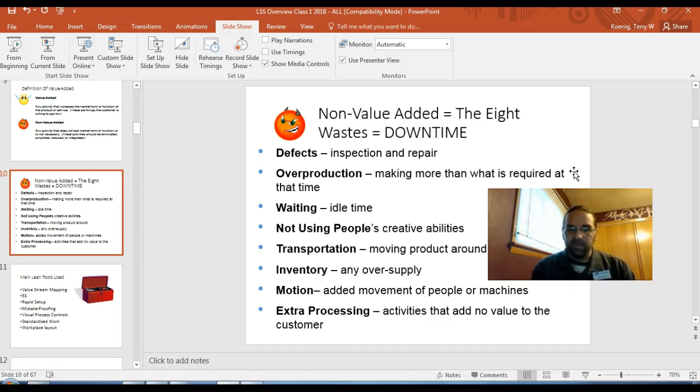Motion, this is movement of people or machines. So different from transportation, in that this would be walking to go get nuts and bolts or zip ties or glue or whatever you need to perform your job, moving around, reaching, bending, turning, all of that excess motion. And extra processing, activities that add no value to the customer. Some of you might say, well, why would you do it? Why would you add a process that adds no value to the customer? This is done all the time.